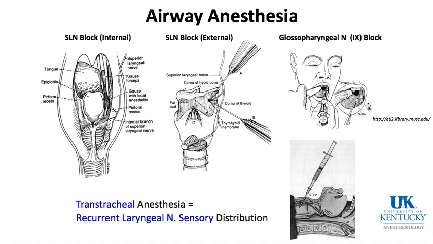Transtracheal anesthesia is taking a needle, putting it through the cricothyroid membrane and injecting local anesthesia into the trachea. The patient coughs and distributes it up and down the trachea, and can anesthetize the distribution of the recurrent laryngeal nerve, its sensory distribution, that is.